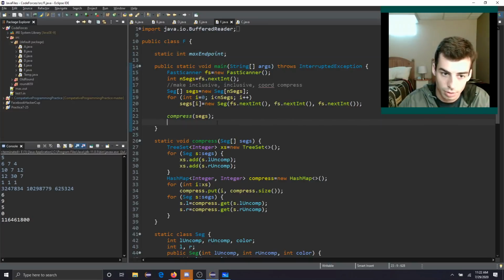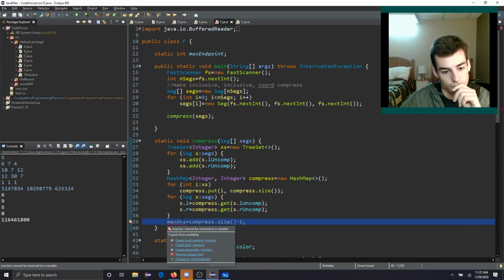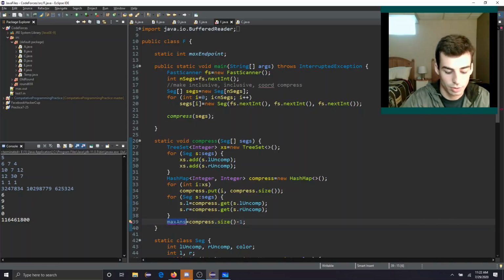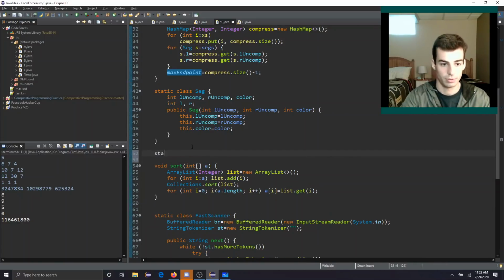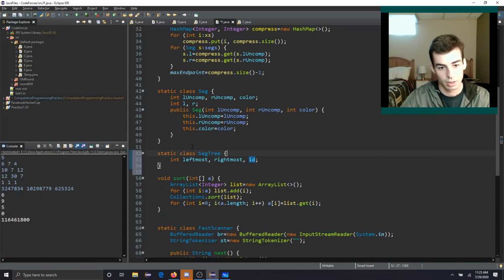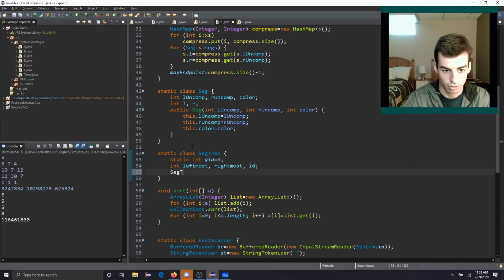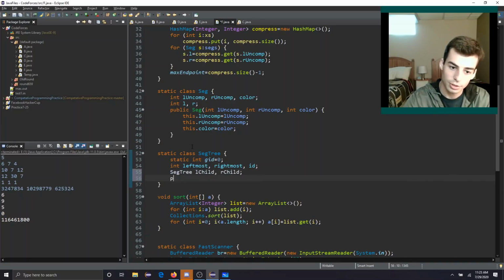Do you have to print the answer? No. Okay, so now max ants equals compress get size minus 1. Max endpoint. Okay, now we need a segment tree. Static class seg tree. Leftmost, rightmost, and also ID. Static int global ID equals 0. Seg tree child, public seg tree.